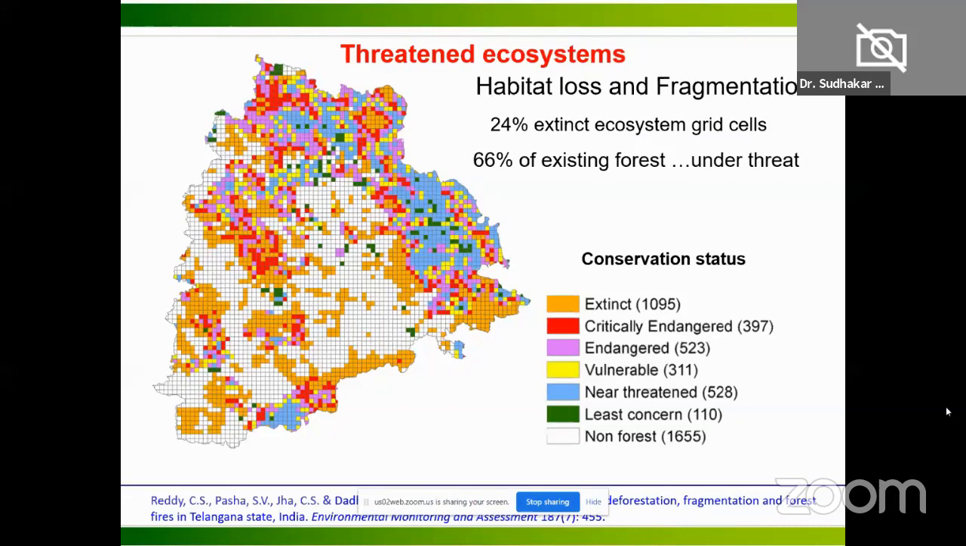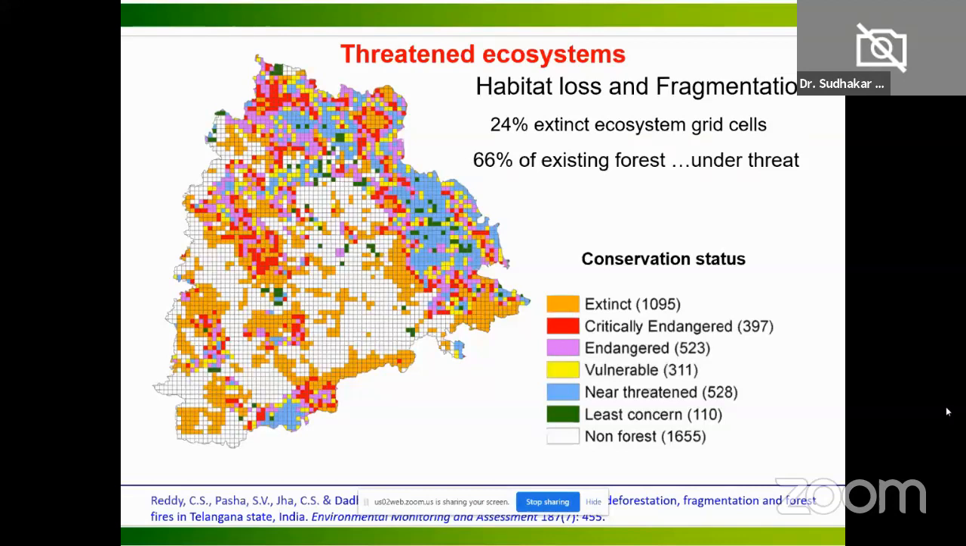So if I apply those IUCN Red Listing criteria for ecosystems, we can see here in Telangana that almost 25% of the ecosystems became extinct. It means almost the entire forest was converted to agriculture, grassland, water body, or other land use, so there is no chance for the native species to grow.